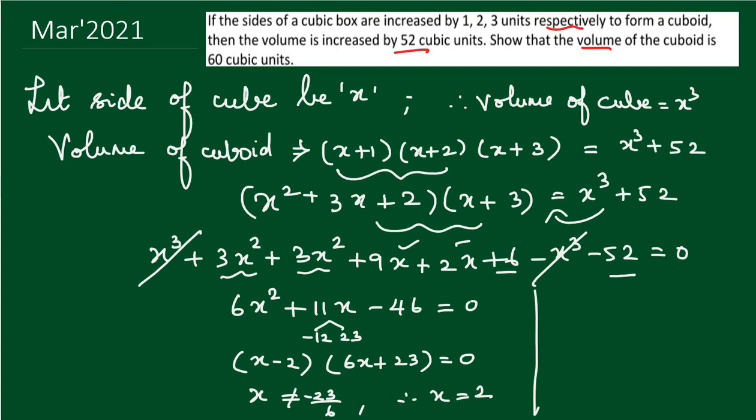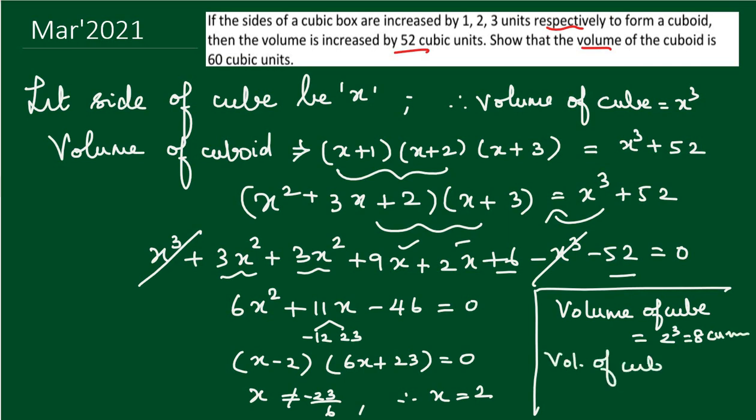If x is equal to 2, we are asked to find the volume of the cuboid. Volume of the cube becomes equal to x cube. Volume of the cube, that is 2 cube, which is equal to 8 cubic units. Similarly, volume of the cuboid will be equal to x cube, 8 plus 52, which is equal to 60 cubic units.